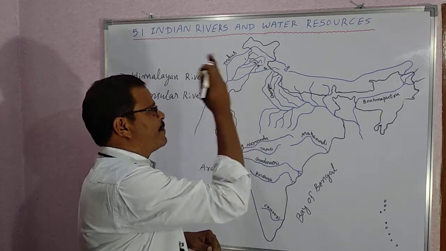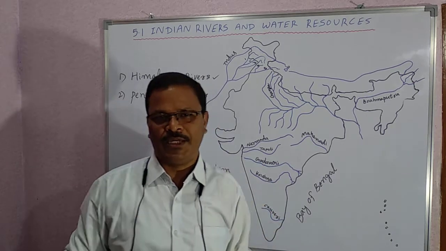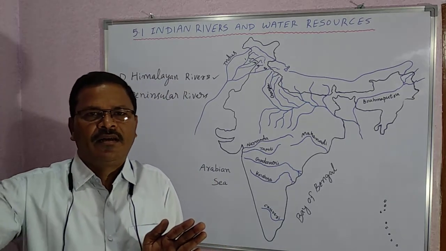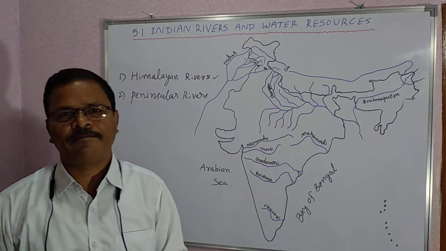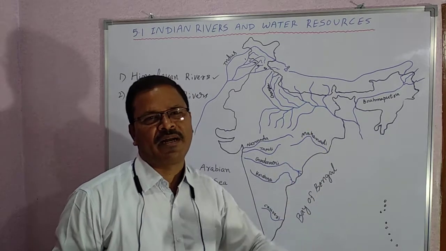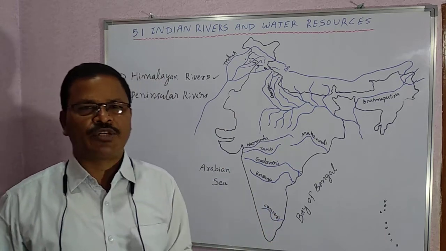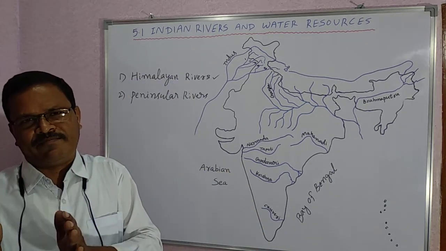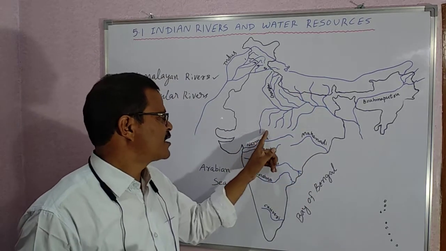After crossing Haridwar hills, the Ganga enters the Ganga plains. Until Haridwar, it is flowing in the valleys of Himalayas. After Haridwar, it enters the Ganga plain and joins Bay of Bengal. The Ganga has many tributaries. Most of them are Himalayan rivers, and some of them are Peninsular rivers.